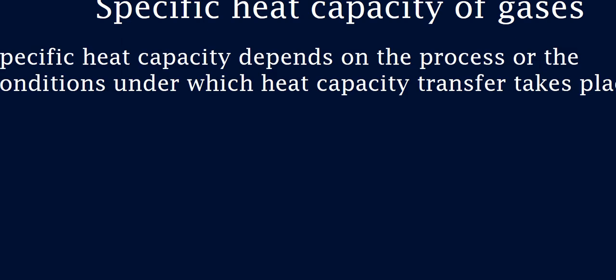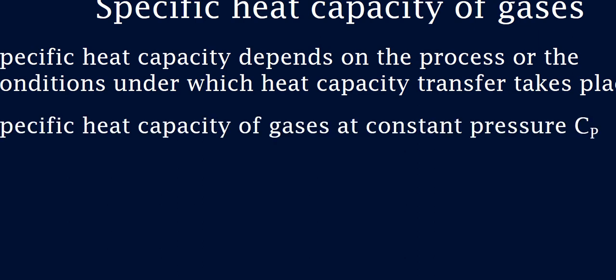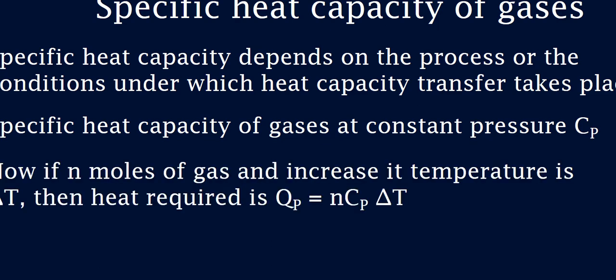Specific heat capacity of gases. As already remarked, the specific heat capacity depends on the process or the condition under which heat transfer takes place. Specific heat capacity of a gas at constant pressure is defined as the heat required to increase the temperature of 1 mole of a gas by 1 degree at constant pressure, denoted by Cp. Now, if there are n moles of the gas and the increase in temperature is ΔT, then the heat required at constant pressure Qp is equal to n Cp ΔT.